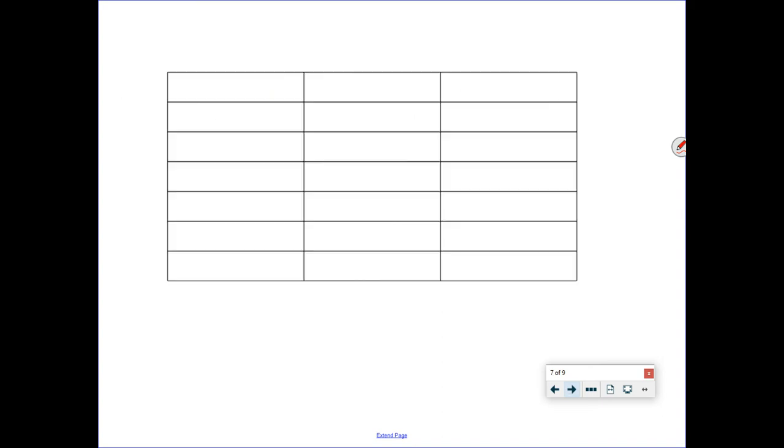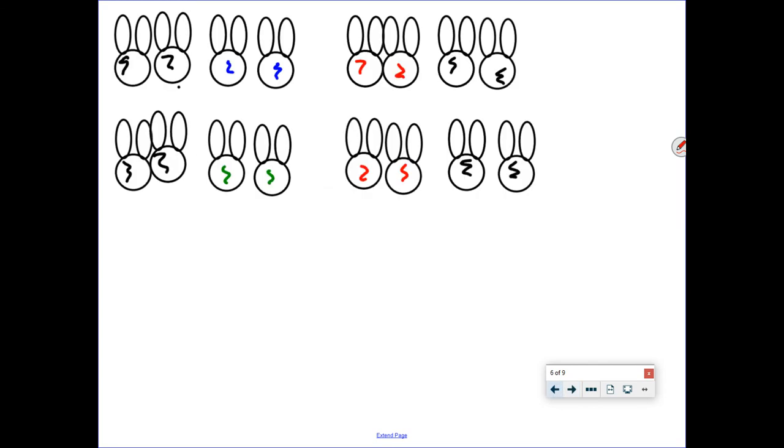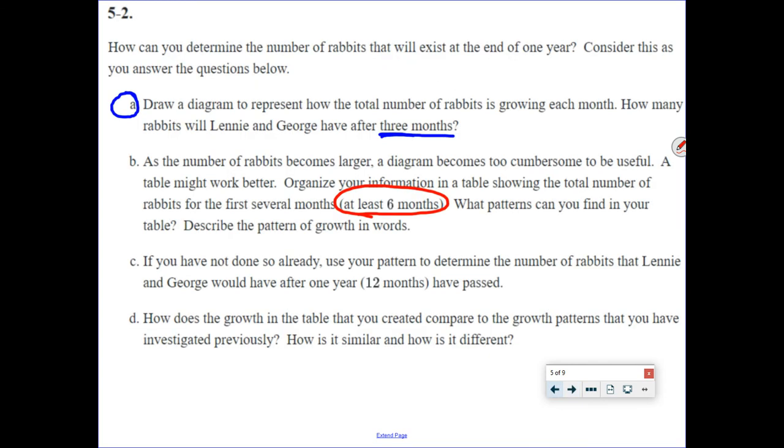So tomorrow when you come to class, I want you to have this table filled out with the first 6. Actually, you know what? I really wanted to go all the way to 12 months. So basically, you're going to make a table all the way to 12 months and figure out what happens, okay? And then try to find a pattern in the table. That is your homework. Finish the diagram, make a table, and see what you got.